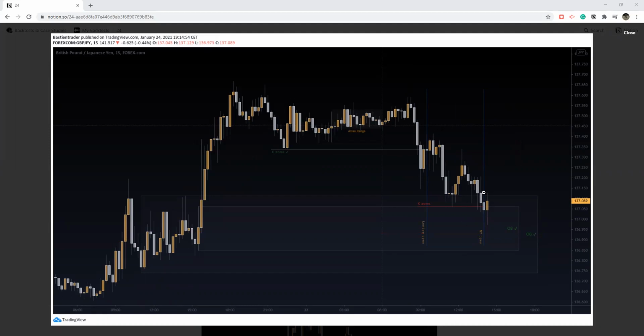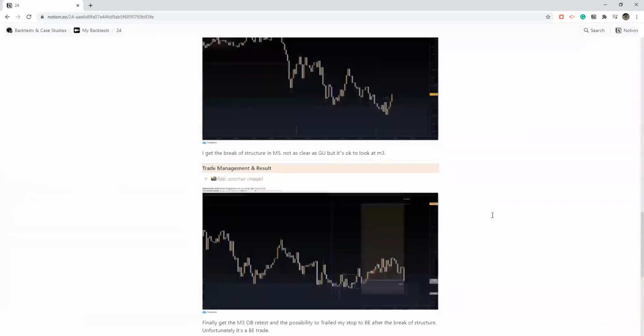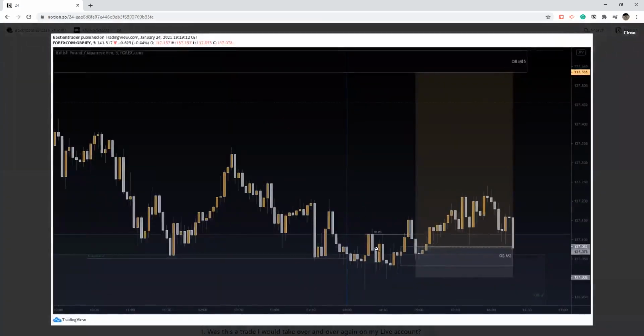We have a push, pullback. We have another push. So we definitely have to wait for some sort of a break right now. Okay, you have the break. Liquidity zone, yes, stop below. Yeah, definitely on the 3-minute OB should be situated. Let me see. Break of structure. Yeah, one of those. Yeah, this is a break-even trade.